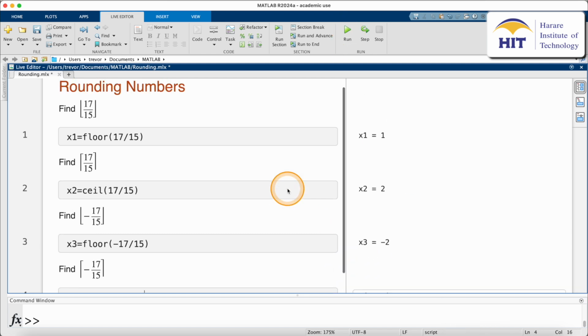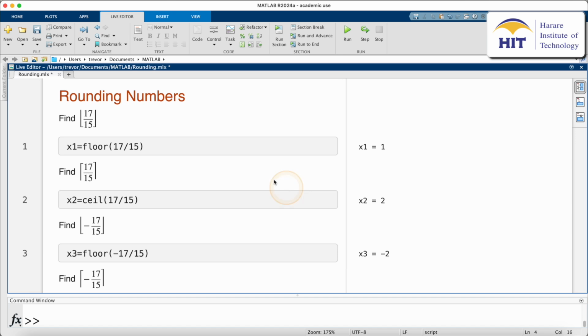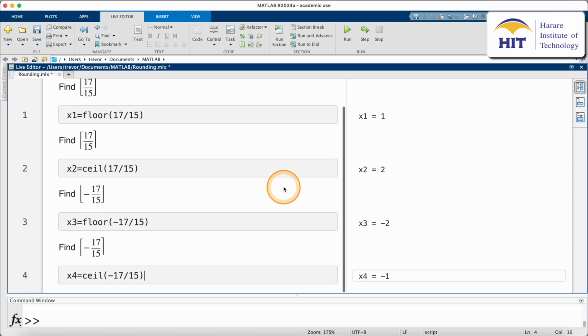So we have rounded those numbers there. We found the floor and ceiling values. For the last one there, the ceiling value of minus 17 divided by 15, it gave us a minus 1.